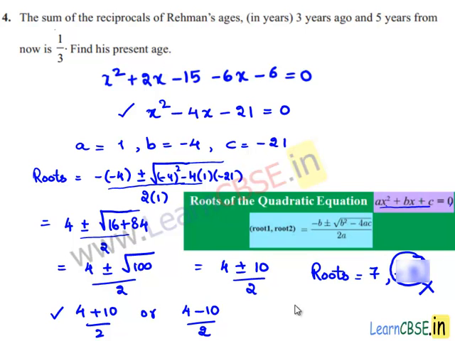Therefore, the present age of Rahman is equal to x years. So we have assumed the age as x years. So we got the value of x as 7. So his present age is 7 years.